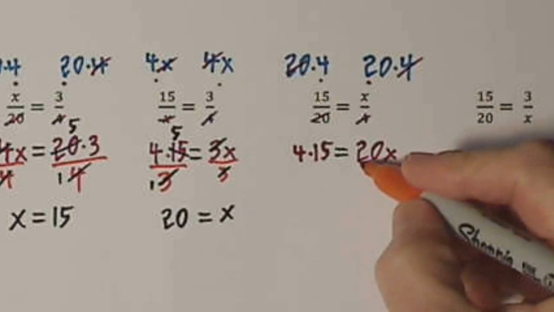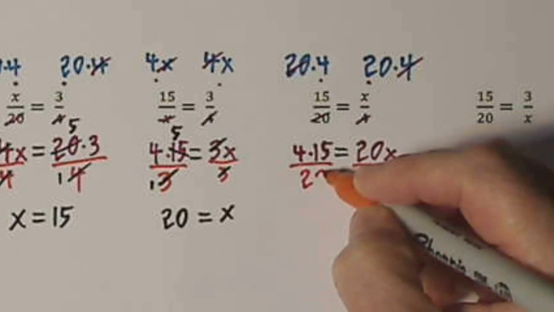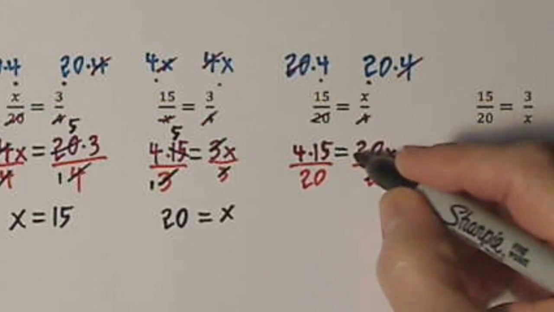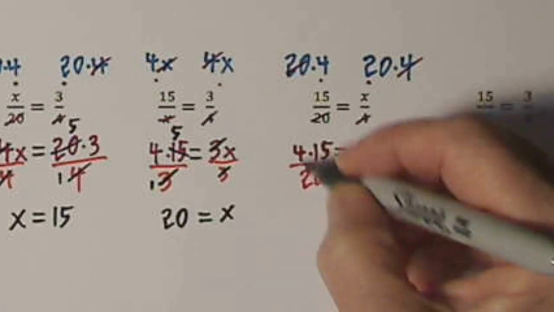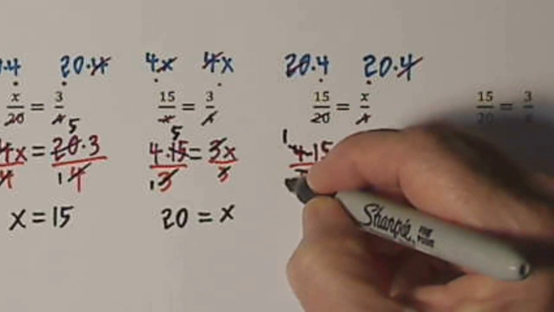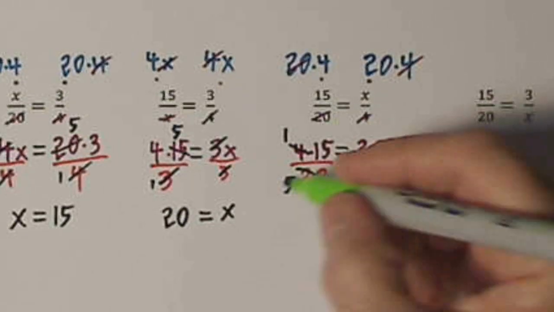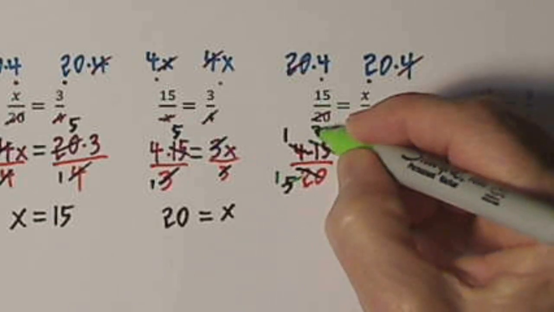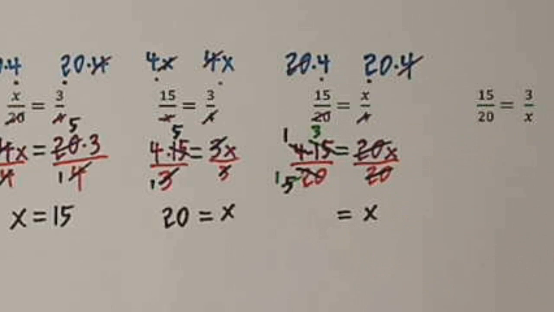Get rid of your 20, so divide by 20, divide by 20. And 20 goes into 20 once. Here, let's do a little reducing. 4 goes into 4 once, 4 goes into 20, 5 times. But you can go a little further. 5 goes into 5 once, 5 goes into 15, 3 times. So out of this big old mess, the only thing left is a 3.